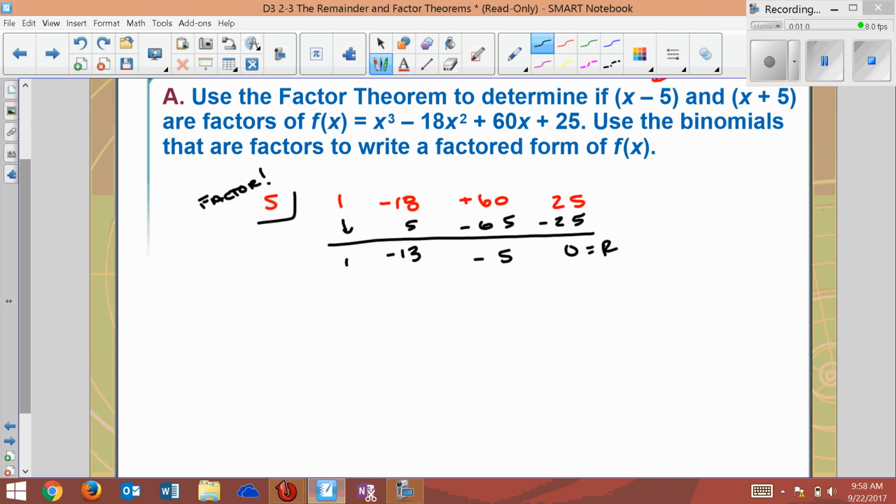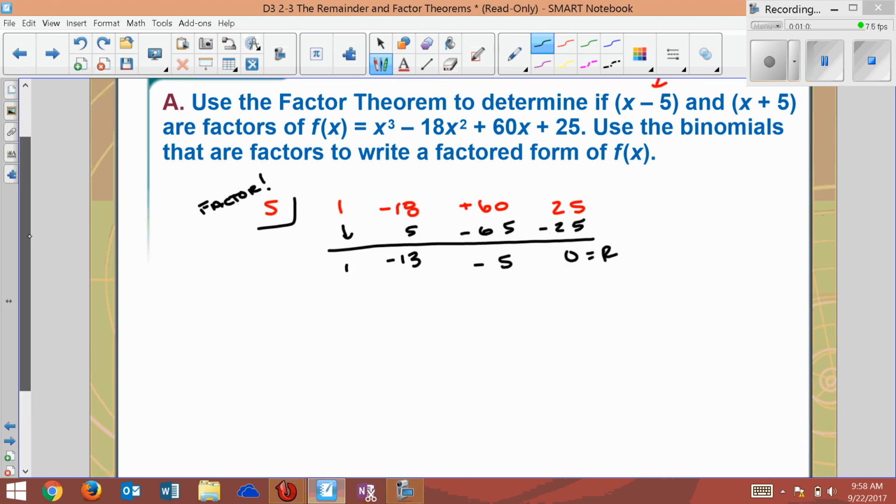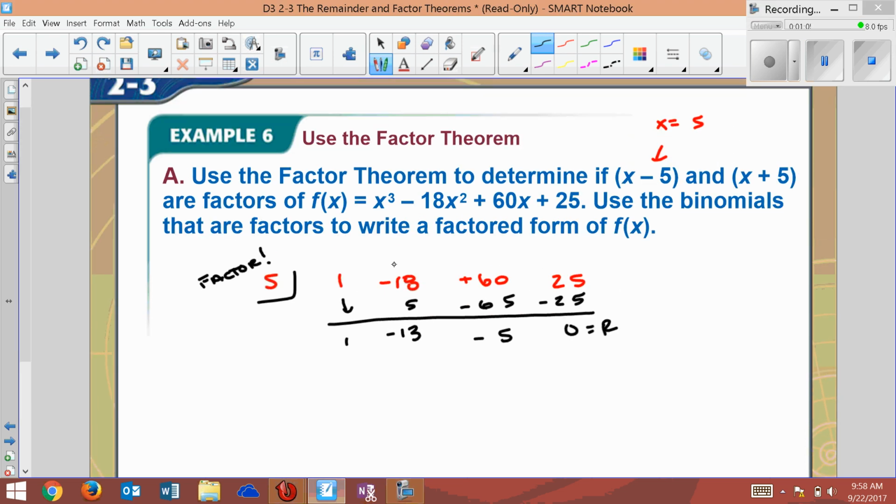That's a good thing. Now, when we go to try this next one, here's the deal. You don't have to start back over at the start. If this is a factor, then this ought to be able to factor in as well. And so here, we're going to say that x equals negative 5. So we could use negative 5 and go through this process again. All right? So I don't include the remainder here.